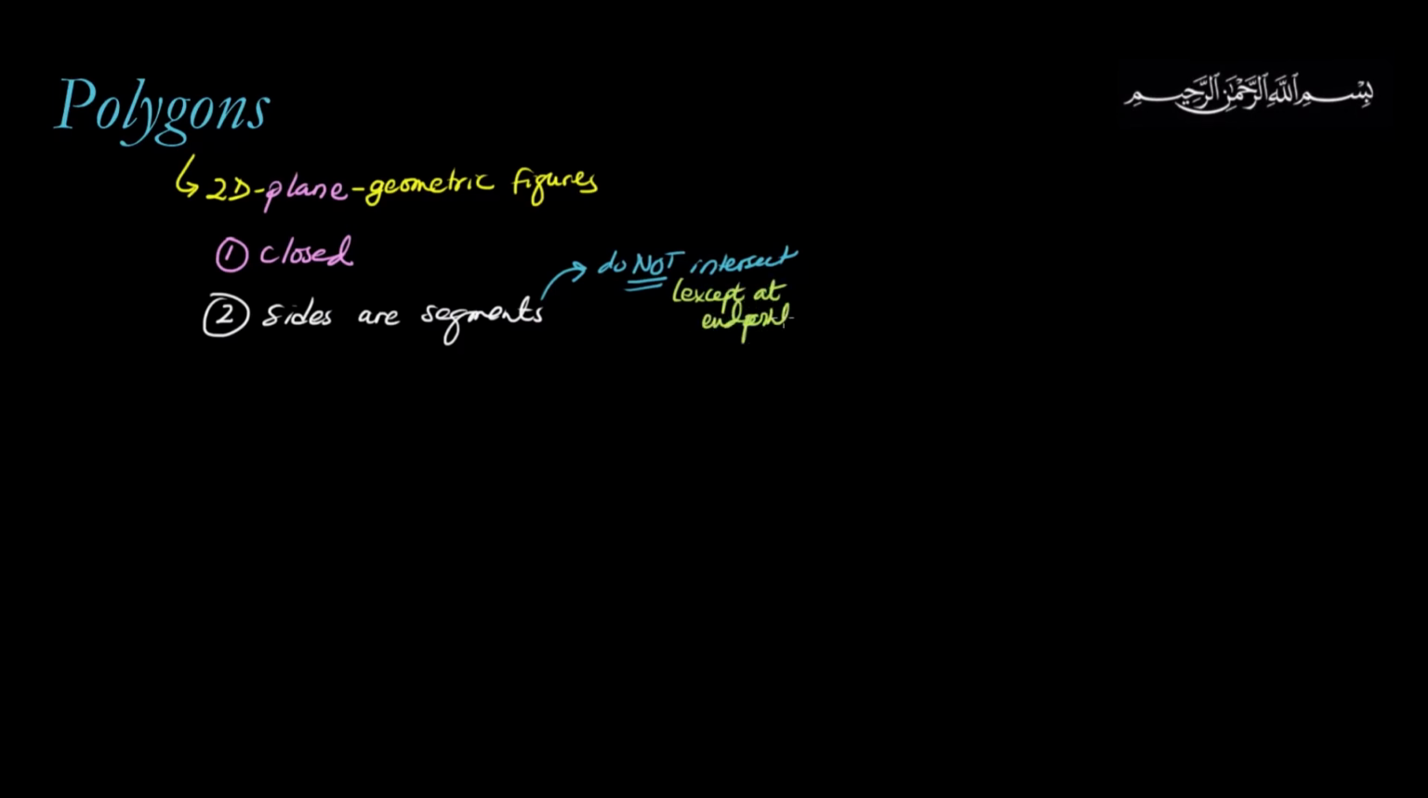Okay, so polygons, so far we have established, are two-dimensional plane geometric figures that are closed, whose sides are made of segments, and these segments do not intersect each other. They don't crisscross each other, except, of course, at the endpoint. They have to meet at the endpoint, otherwise the figure would not be closed. And there's a second, more subtle property of a polygon that we have to understand about the sides.